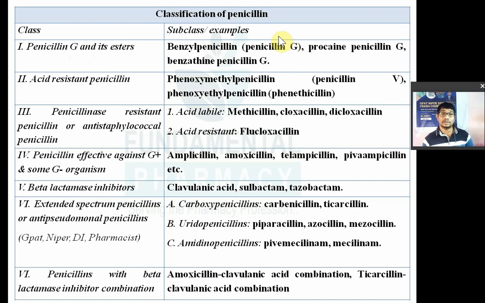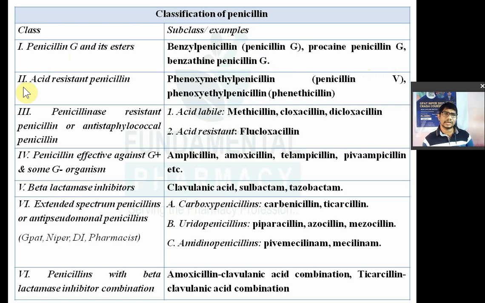A question comes on this: benzyl penicillin is nothing but penicillin G. Then procaine penicillin G is there. Procaine salt of penicillin G alters the pharmacokinetics of penicillin G. Then benzathine penicillin G. Procaine penicillin G and benzathine penicillin G are the esters of penicillin G.